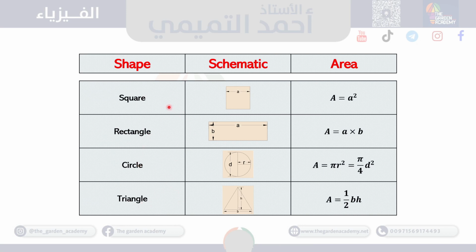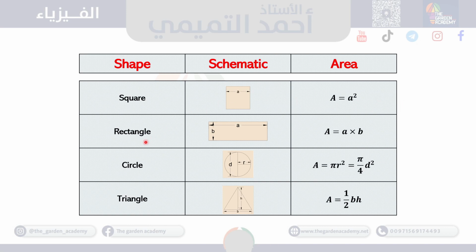Square, if we want to find the area of a square, it's equal to A square. What is A? It's the side length of the square. And we know the square has four sides, all of them equal to the same value, which is A. And this is A, this is A, this is A, and this is A. So to find the area, it's equal to A times A, or A square.